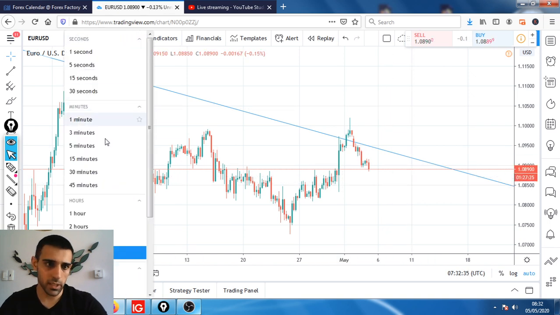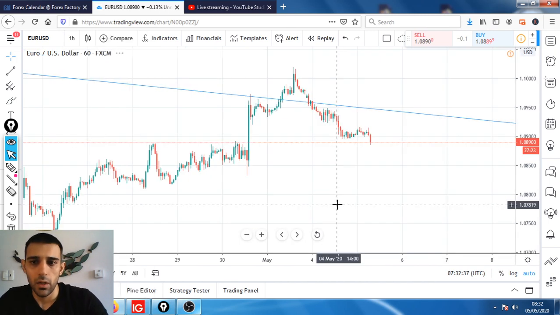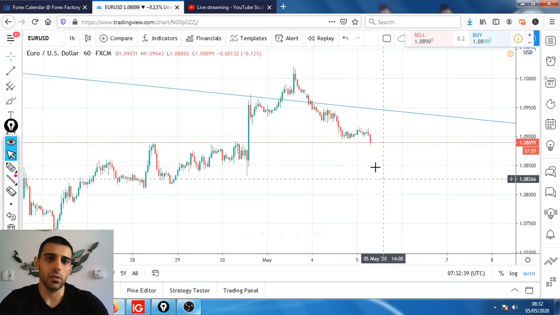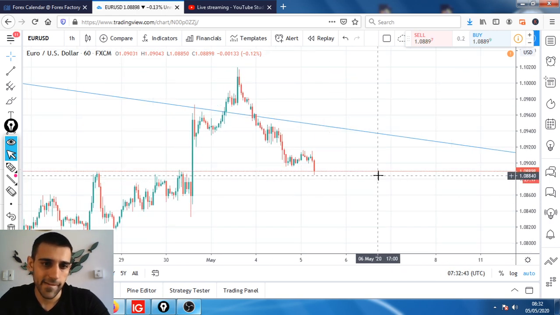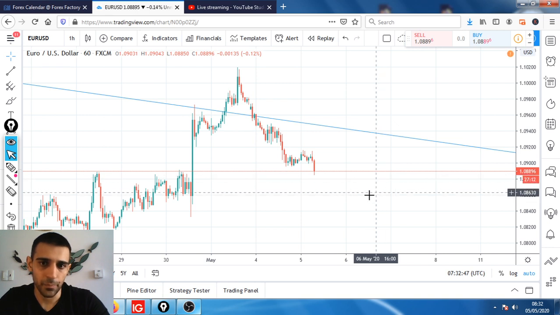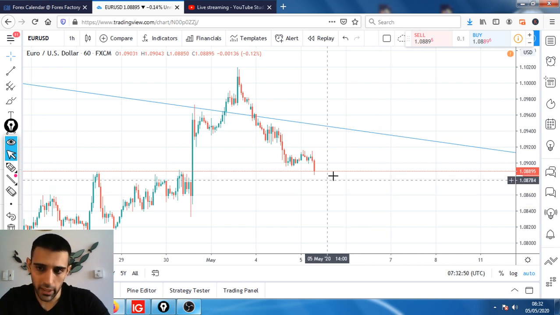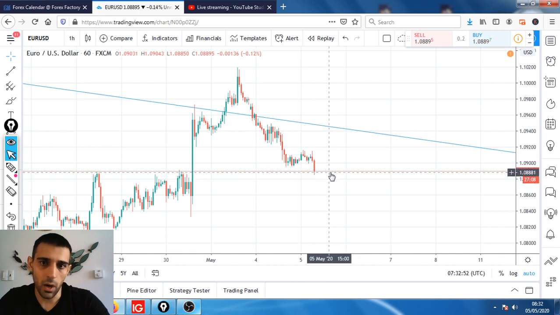Let's go to the 1 hourly time frame and see what the potential opportunities are. Okay, price is coming down to this level. So far we want to wait for the candle to close. This is the 1 hourly time frame. We want to wait for the close of this candle.